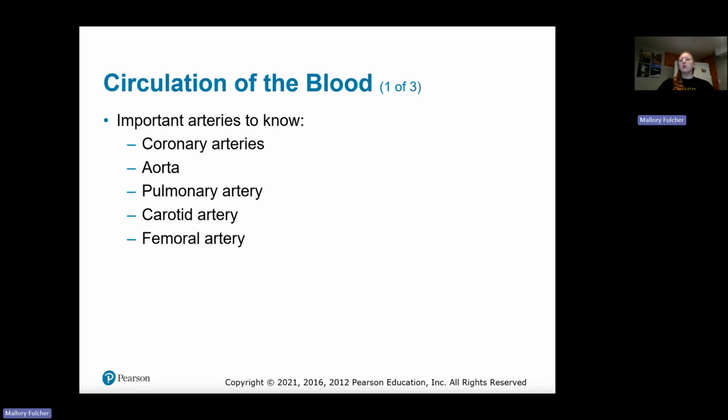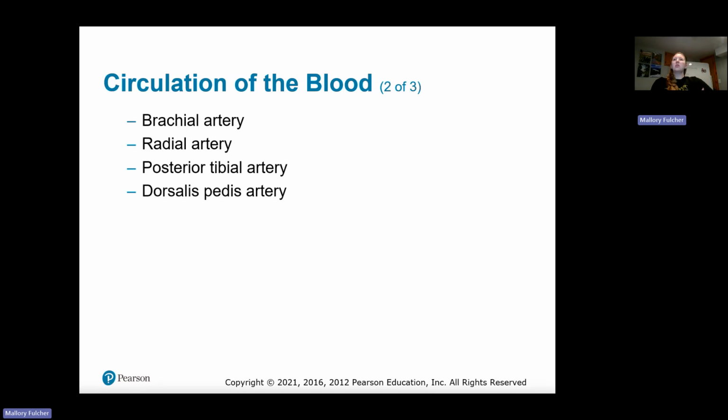There are several arteries that are incredibly important for us to know the names of. Coronary arteries feed the heart with its own blood supply. So oftentimes when people have heart attacks, it's happening in those coronary arteries. The aorta is the largest blood vessel in your body. It is the main one that goes from your heart down through the rest of your body. You have pulmonary arteries, which go into the lungs, carotid arteries, which are up in the neck, and then femoral arteries, which are down by your pelvis.